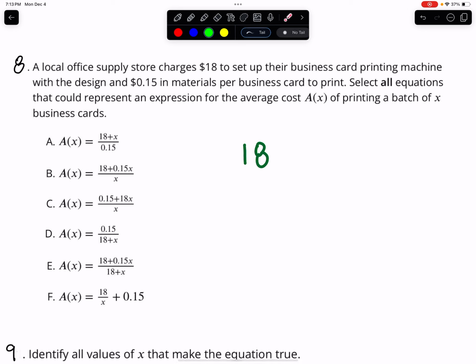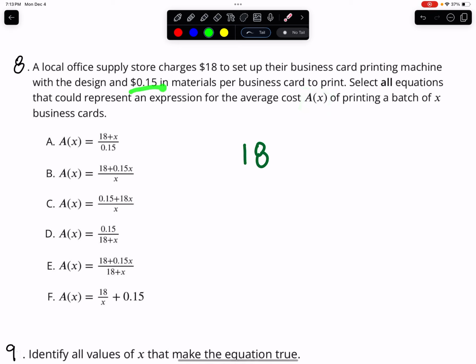Now, we also got to pay 15 cents in materials per business card. So that's for every card printed, we're going to pay 15 cents. And then it says select all the equations that could represent this expression for the cost. Here's this cost of printing X amount of business cards.